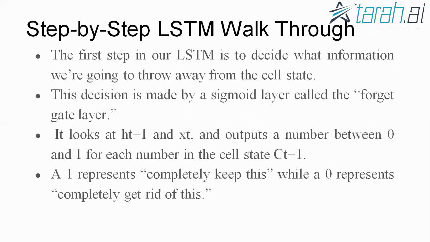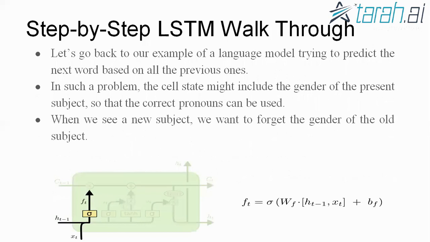So the first step is deciding what to throw away from the cell state. This is what we call the forget gate. It looks at ht minus 1 and xt and outputs a number between 0 and 1 for each ct minus 1. So if you see, this is the output we're talking about.